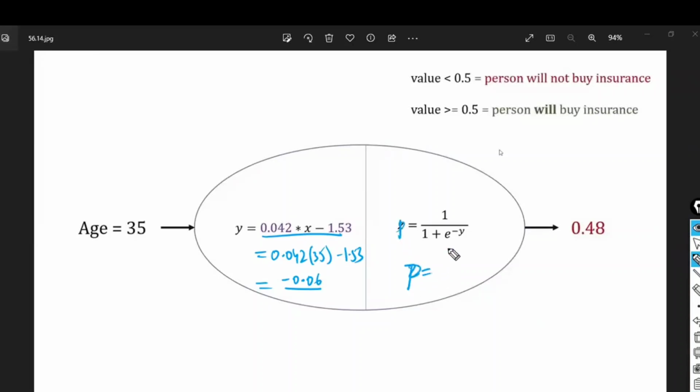Now this p value is equal to 1 divided by 1 plus e to the power of minus y, which is nothing but 1 divided by 1 plus e to the power of minus 0.06, which is nothing but 1 divided by 1 plus e to the power of 0.06. Now you got the value, whatever the value you are going to get, that is the output. You have to send that output to the next neuron. That is the output of the neuron.